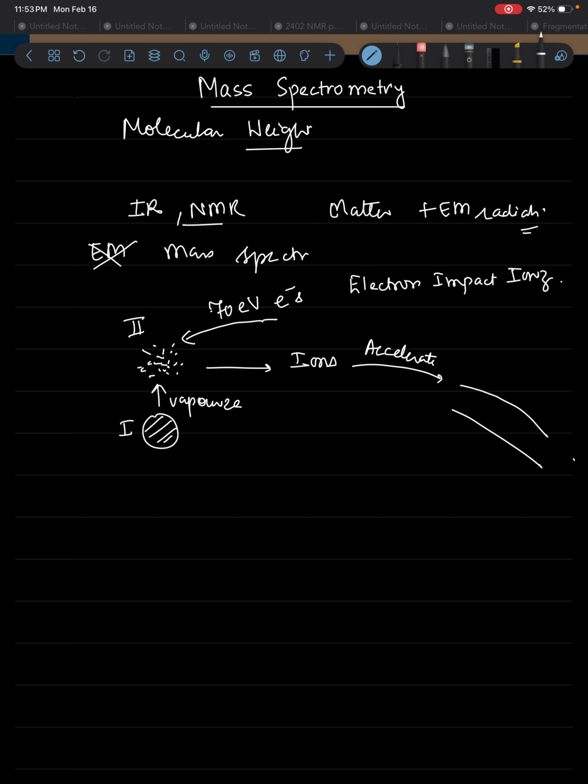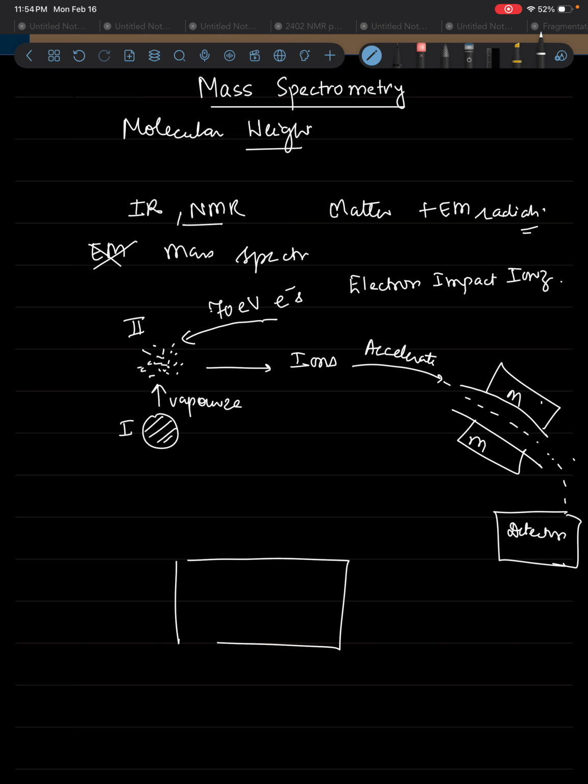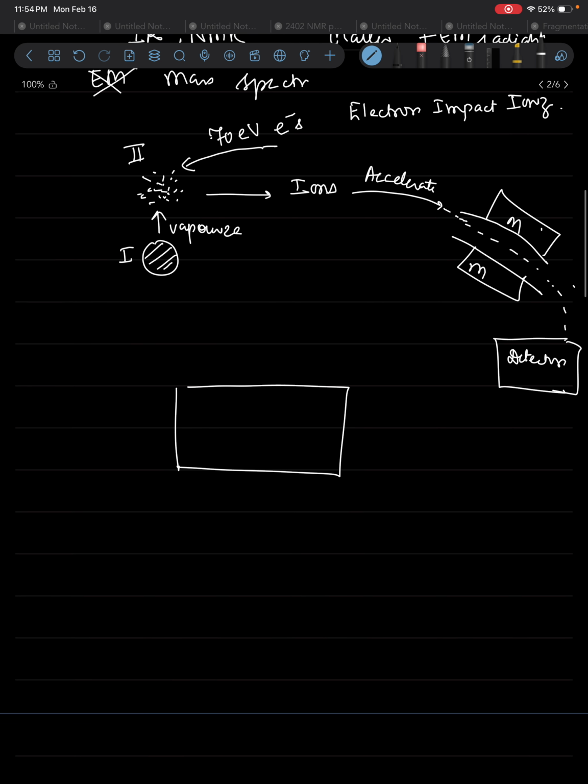So we have magnets here on both sides. These ions are passed through this magnetic field, and then they are detected by a detector, which converts that into a graph or a chart, which we'll explore a minute later. So when these ions are passed through the magnetic field, they get deflected. Not all the ions are deflected to the same extent.